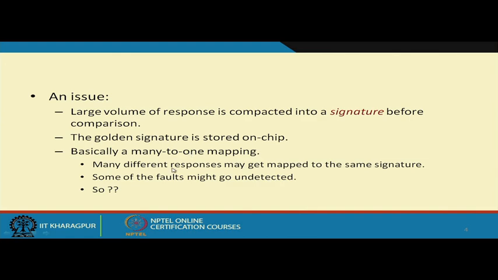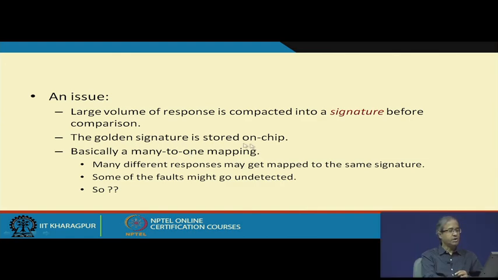Okay. So, this is what we are saying, the golden signature is stored on chip, many to one mapping, some of the faults might go undetected. So, we will have to look at what the probability for that is. Okay.